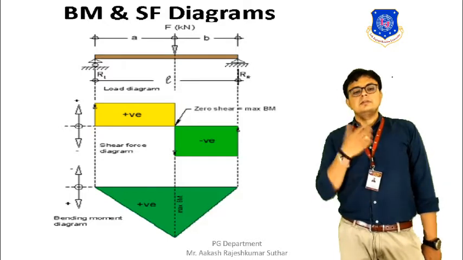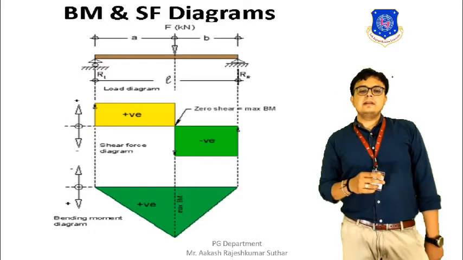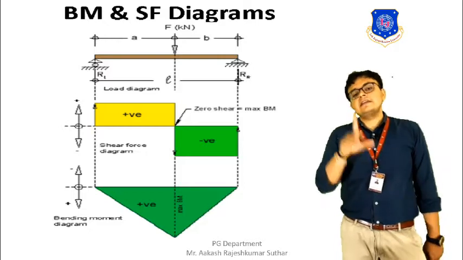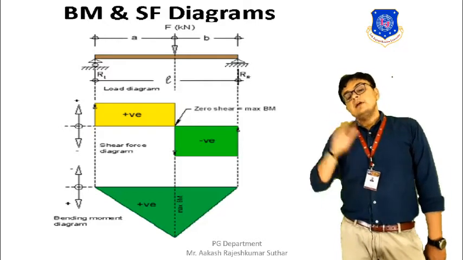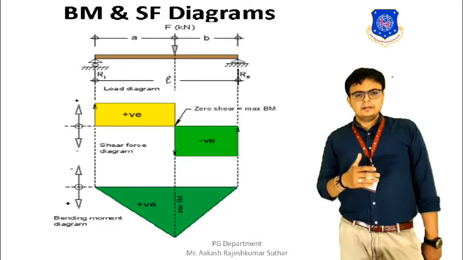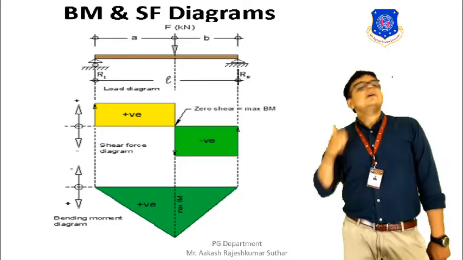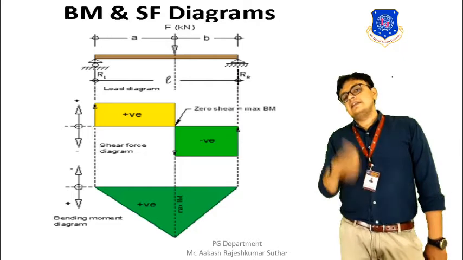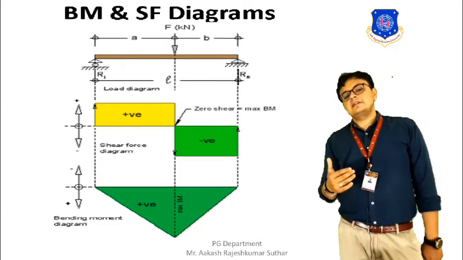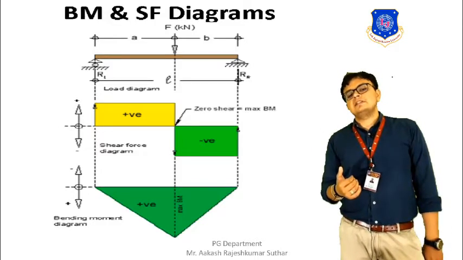Okay, you can see over here that there is a point load having intensity of F at a distance A from the left hand side, that is the R1 support, and it is having a distance B at the right hand side, that is from the R2. In a similar way, the positive shear force, denoted by a yellow color, will be above the center line, and the negative shear force will be denoted by the green line, below the center. And finally, we will also be drawing the bending moment diagram.